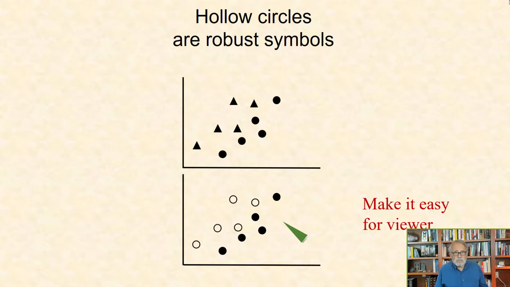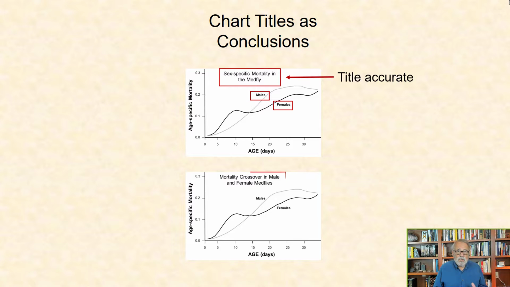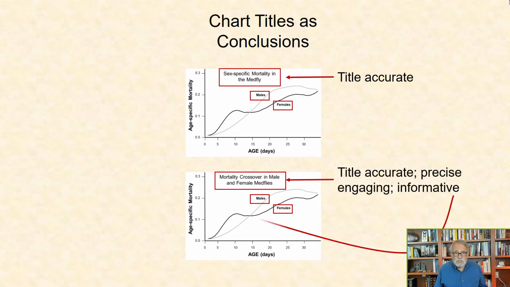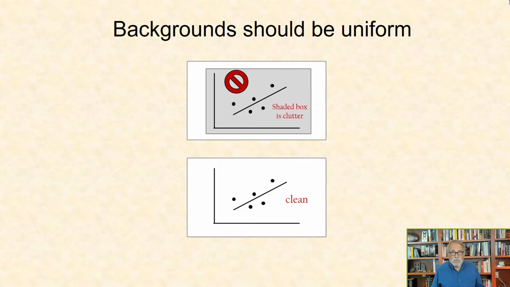Use conclusions as chart titles. For example, in this case, the title Sex-Specific Mortality in the Medfly is accurate. However, the title Mortality Crossover in Male and Female Medflies is not only accurate, but is also precise, engaging, and informative. Graph background should be uniform. The shaded box in this case is simply clutter. Plots should be clean and shaded or colored boxes avoided.